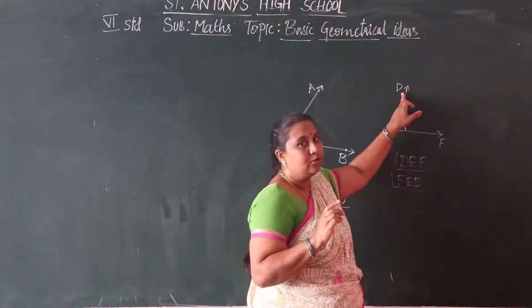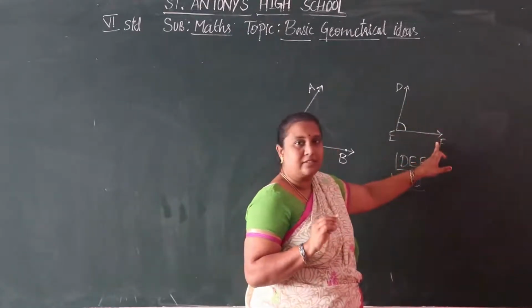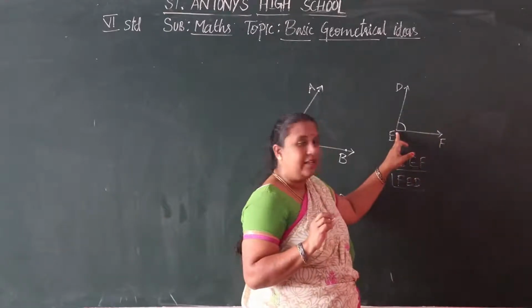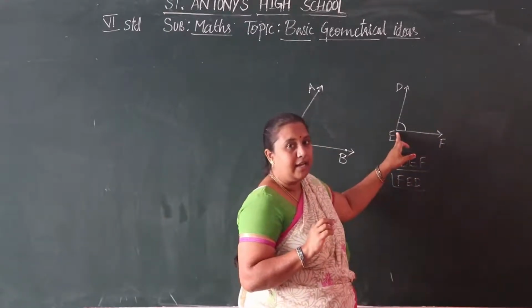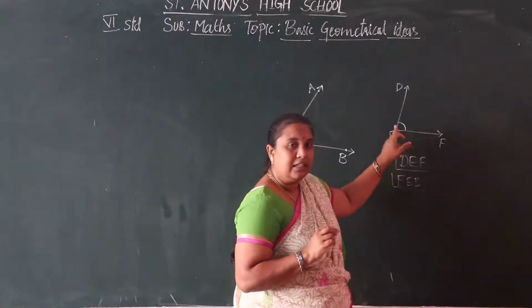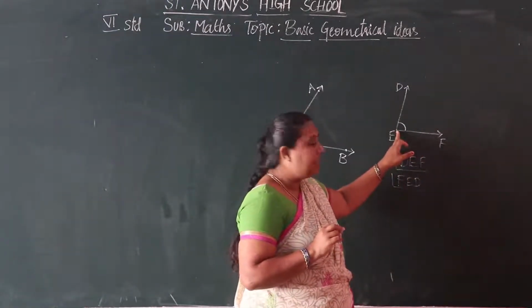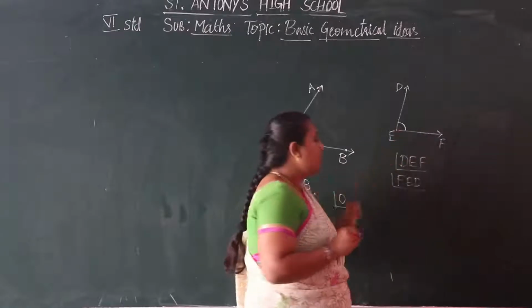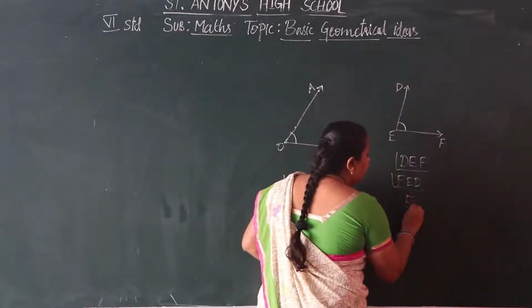E is the vertex, no? F is a vertex? No. E is the vertex of this angle. See, what is the vertex here? E. So we can write angle E.